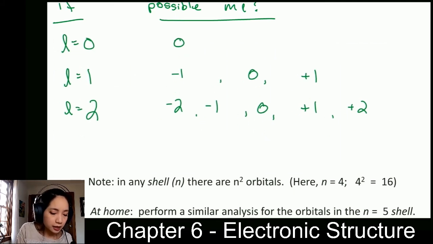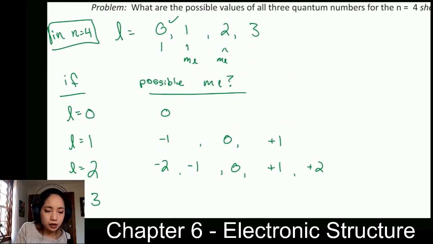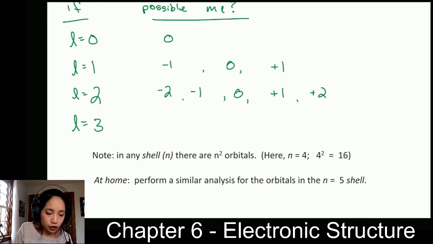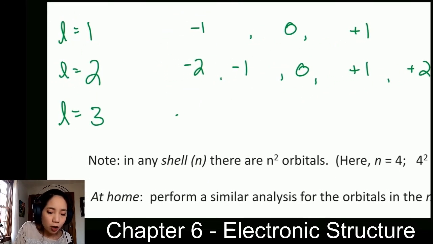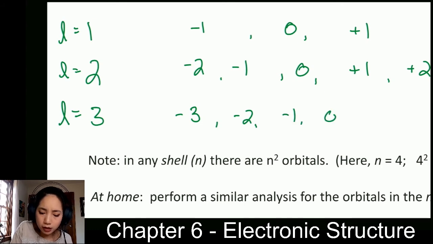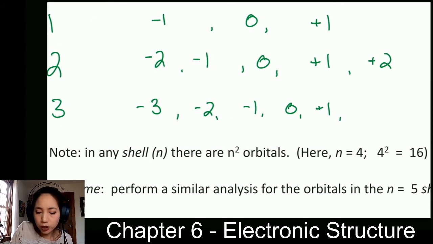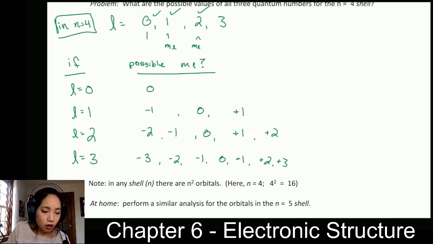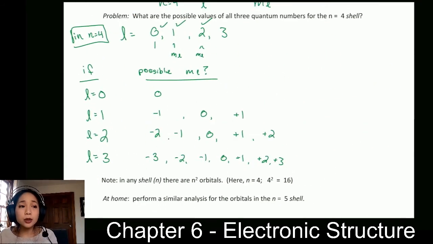All right, lastly, if L equals 3, because that's our last possible one, right? Yes, we did 0, 1, 2. Now let's do 3. If L equals 3, our possible ML values are -3, -2, -1, 0, +1, +2, and +3. So there are all our possible values for quantum numbers within the n equals 4 shell.